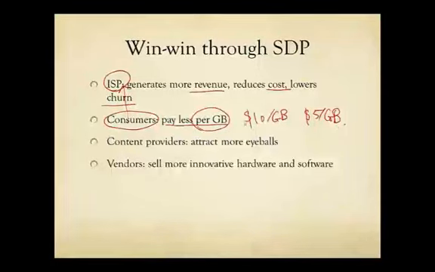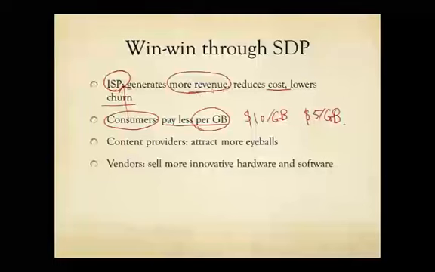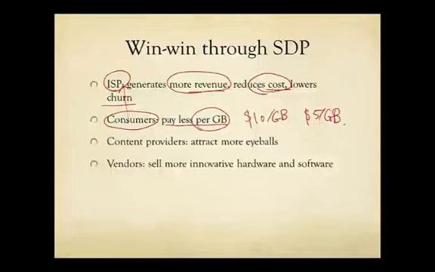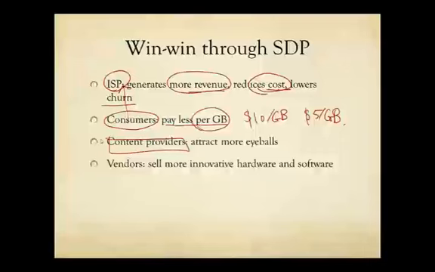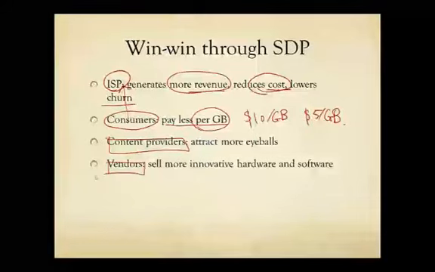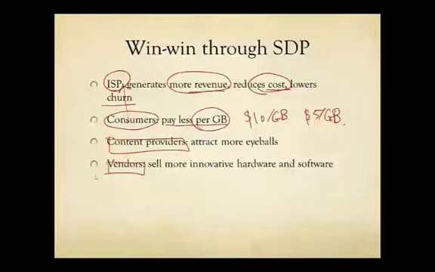At the same time, if they consume more in general without incurring more cost to the ISP infrastructure, then the ISP gets more revenue, lower or the same cost, and thereby increasing their profit. This also implies that the content providers in such a win-win will attract more eyeballs and therefore afford a better subscription or a mobile advertising revenue. And the vendors will be able to sell more innovative hardware and software.